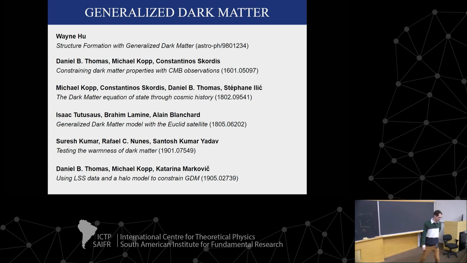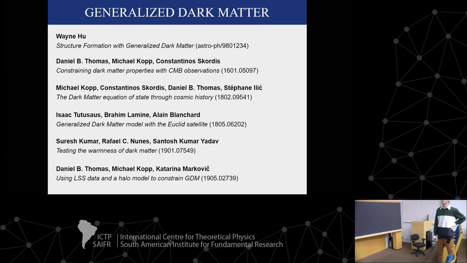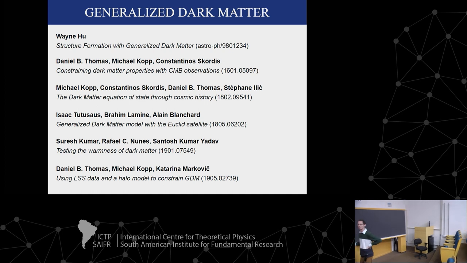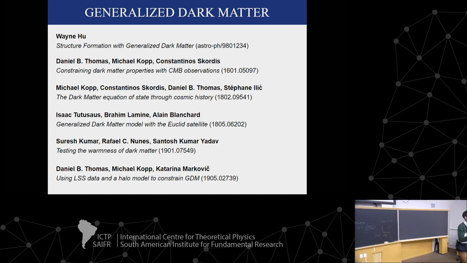Here I summarize a list of papers that explored this approach to probing dark matter properties. These started with Wayne Hu in 1998, and I would like to mention some of them. The first approach is to set a constant value for these three functions and try to constrain them. This was done by Thomas, Kopp, and Skordis using CMB data. In this paper by Kopp, Skordis, Thomas, and Eli, I don't know how to pronounce that name, they allow the equation of state W to vary in time but fix the other parameters. This is a very interesting paper. Another paper uses a CPL-type parameterization for the equation of state, constraining the value and the first derivative.